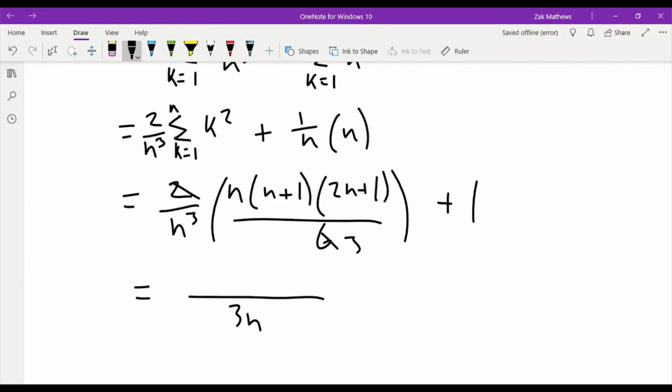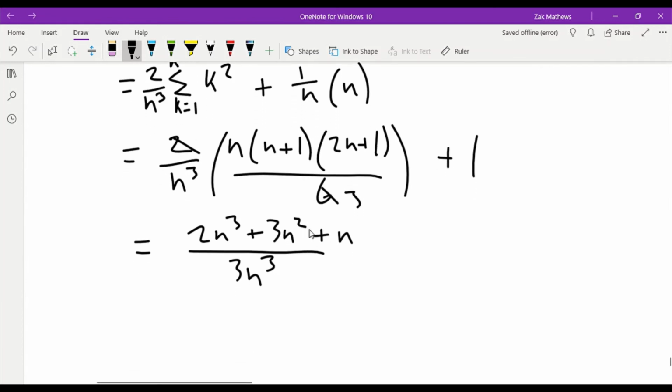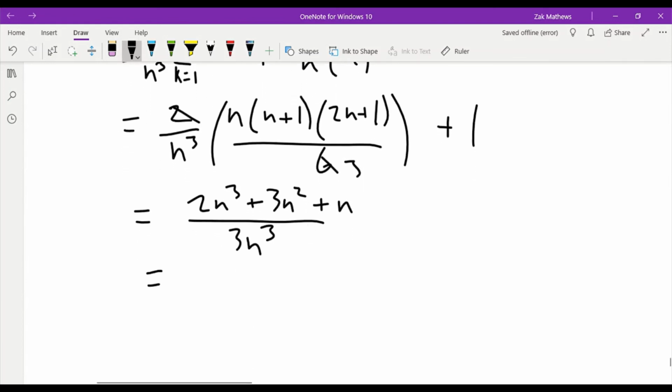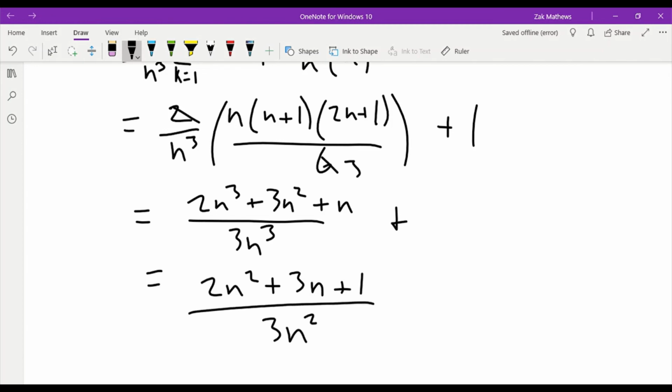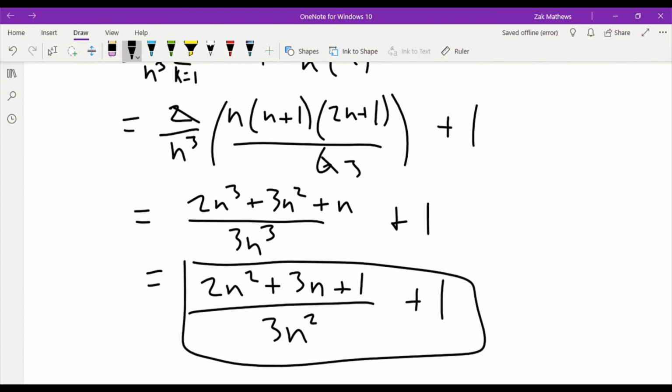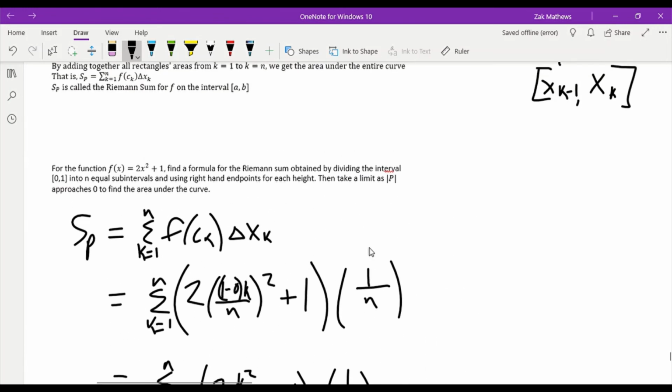I'll have a 3n cubed on the bottom. On the top, if I multiply those together, 2n cubed, we'd have n plus 2n more is 3n, and then times the other n is 3n squared. Then we'd have a 1n. And we can simplify that a little bit more by dividing out the n's. So we'd have 2n squared plus 3n plus 1 all over 3n squared. And I forgot the plus 1 above. I need to include it here too. And so there is my formula for the Riemann sum with the unknown n number of rectangles.